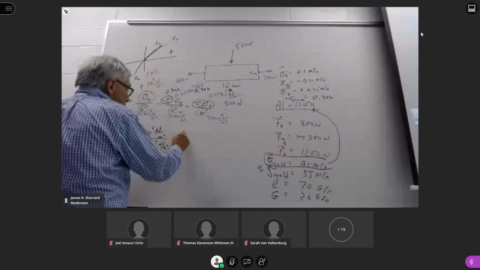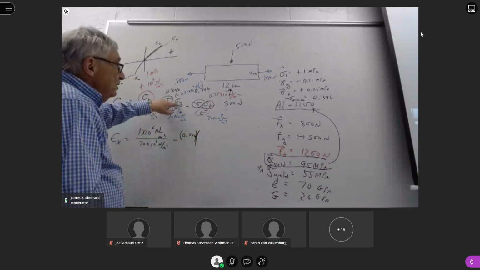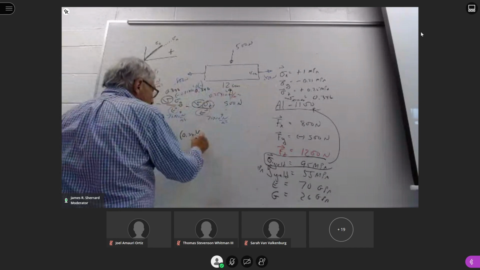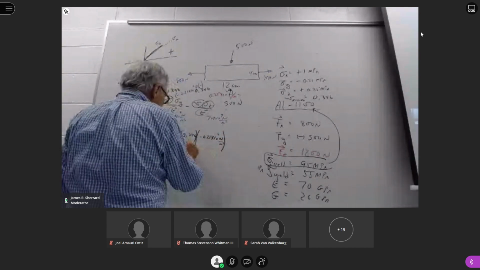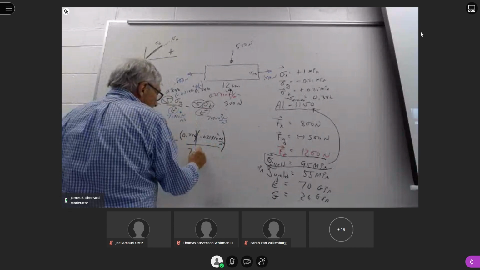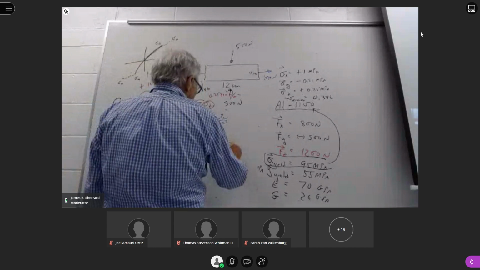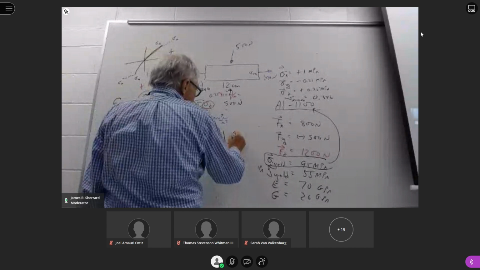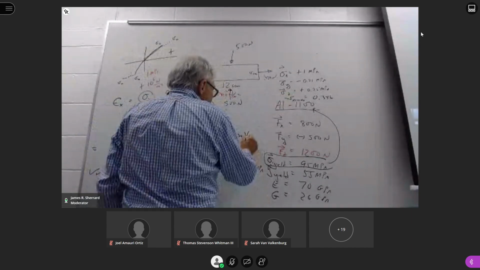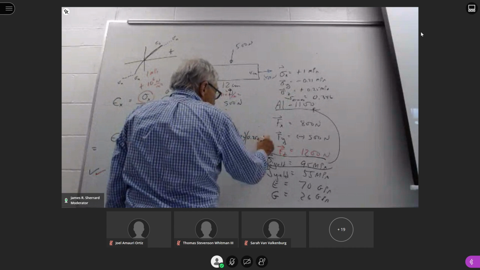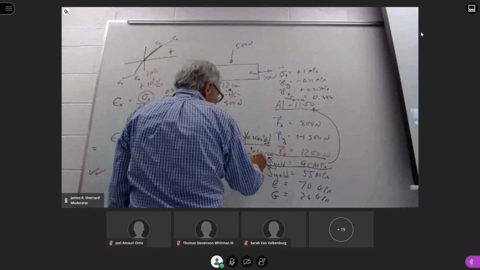minus Poisson's ratio, which is 0.346, times the plane stress in the y direction we calculated, which was minus 0.21 times 10 to the 6th newtons per meter squared, divided by E, which was 70 times 10 to the 9th newtons per meter squared, plus Poisson's ratio again, which is 0.346, times the z value, which was 0.25 times 10 to the 6th newtons per meter squared, divided by 70 times 10 to the 9th newtons per meter squared.